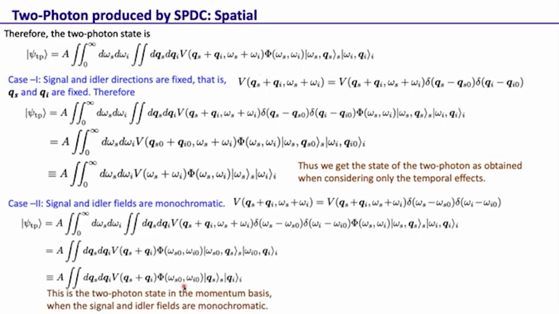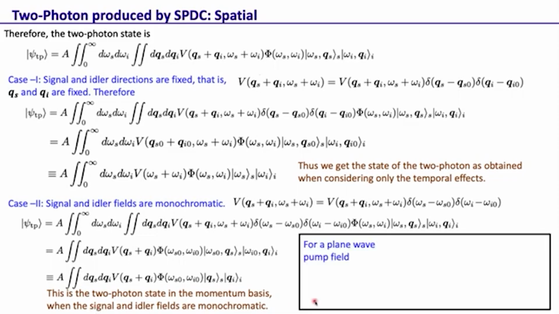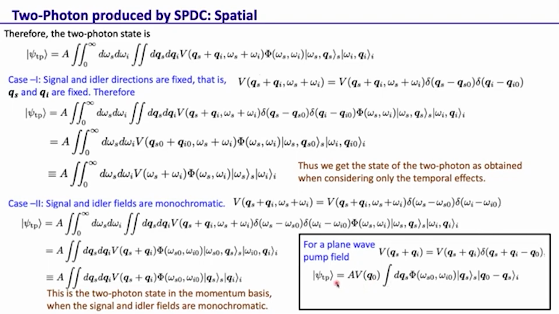So this is the two-photon state in the transverse momentum basis, and signal idler fields are monochromatic. Now let's look at a special case, when the pump field is just a plane wave. If the pump field is a plane wave, then this V, the amplitude of the pump essentially, will take just a single value of qs plus qi. If that qs plus qi is, let's say, q naught, then this integral can be written as a single integral instead of this double integral.